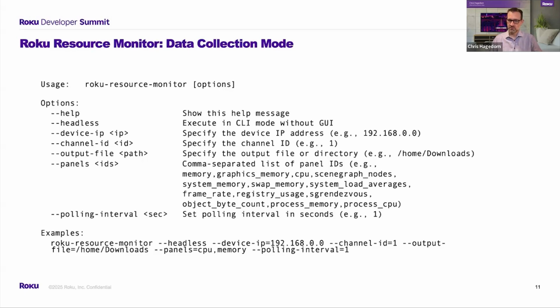So if you're only interested in a small set of data, you can tell it exactly which panels you want, and then it will only collect data for those panels, minimizing the performance impact on the channel running on the device. You can also set the polling interval, similar idea. The longer your polling interval, the smaller the impact on the channel running on the device will be.